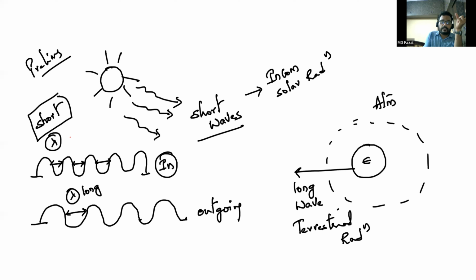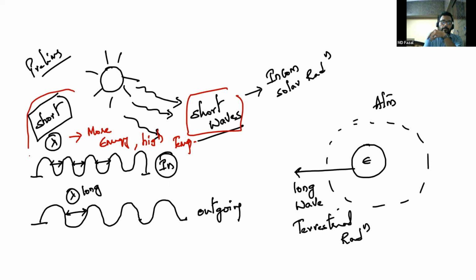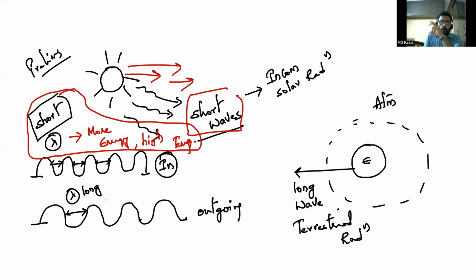Shorter is the wavelength, more is the energy, because these are directly reflected from the sun. Shorter is the wavelength, more is the energy, high will be the temperature, because these are directly emitted from the sun. So you have to remember: short wavelength, more energy, high temperature, because these are directly emitted from the sun.